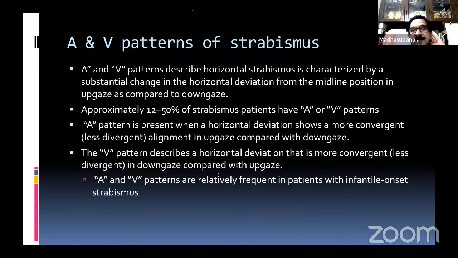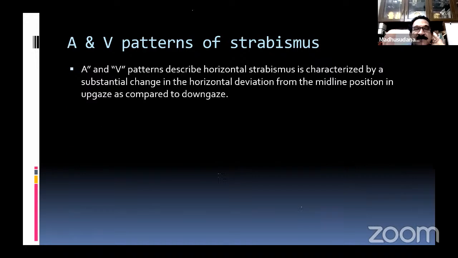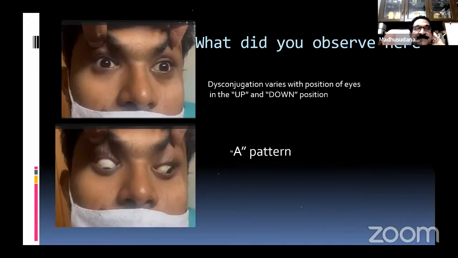This is a relatively frequent presentation in infantile onset strabismus, and the mechanism is very difficult. So this is the V. This is the A pattern. Looking down, the eyes diverge.